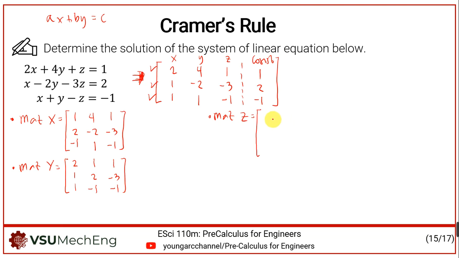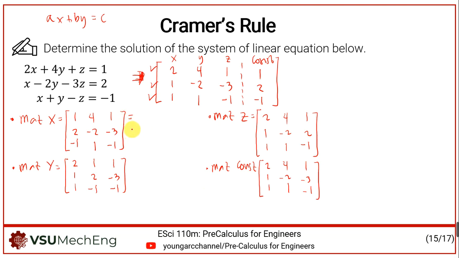For matrix Z, I replace all the entries under the third column with all the entries under the constant column. So we have 1, 2, negative 1. Then for the second, that is for y, so 4, negative 2, 1. Then the first is for x: 2, 1, 1. And lastly, for the constant matrix, we have all the entries for the coefficients of x, y, and z. So 2, 1, 1, 4, negative 2, 1, then 1, negative 3, negative 1.